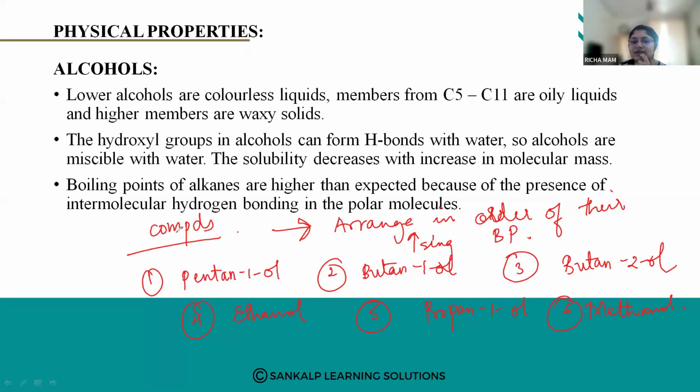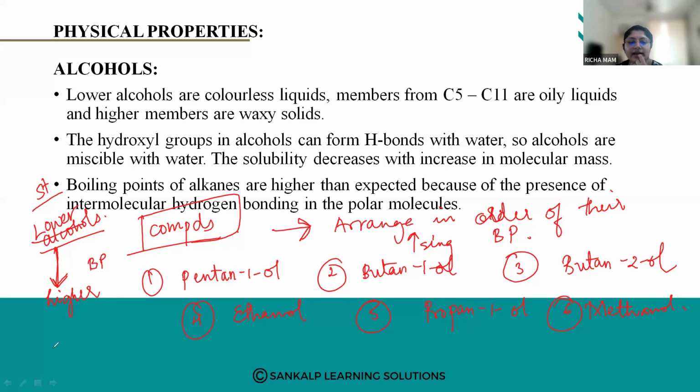Please arrange these compounds in increasing order of their boiling point. Now we know that lower alcohols will have lower boiling point. As you increase the molecular mass of straight chain alcohols, the boiling point goes on increasing.